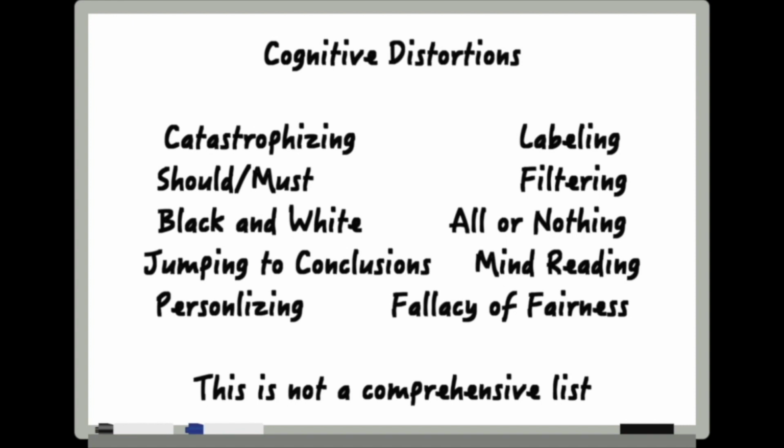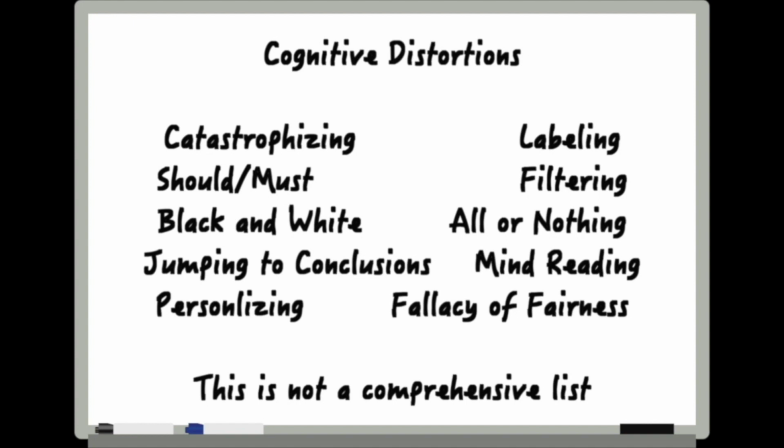Filtering is when I let in negative information but filter out positive information. Black and white or all or nothing thinking doesn't leave any room for shades of gray in the way I see the world. Jumping to conclusions can come in the form of mind reading or fortune telling, where I think I know what people think or what's going to happen in the future. Personalizing is assigning blame to myself for something that I may have no blame for.